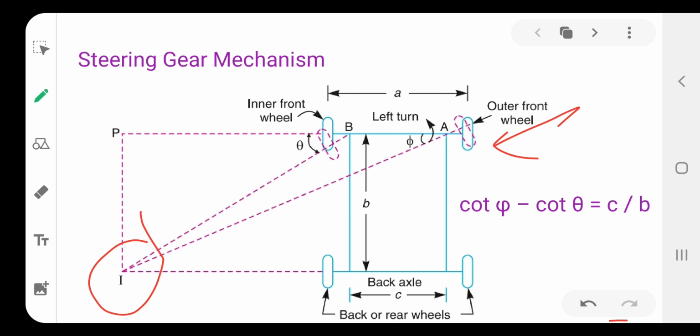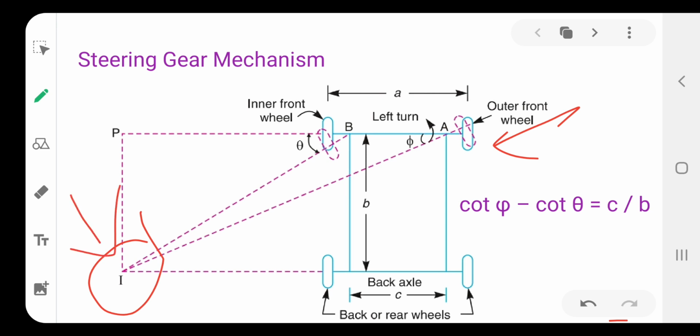So skidding of the front wheels or back wheels will definitely take place, which will cause more wear and tear of the tires. To remove this, we have to remove the skidding action. The condition of correct steering is that all four wheels must turn about the same instantaneous center. This is the instantaneous center.